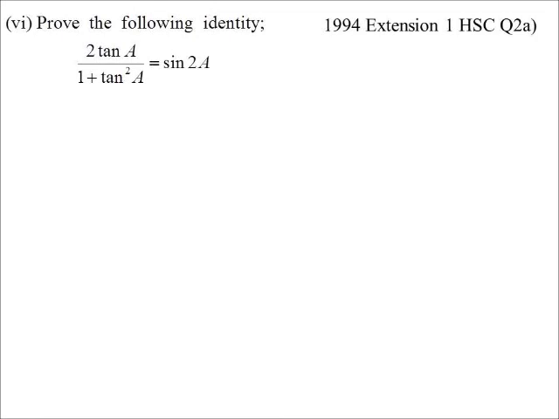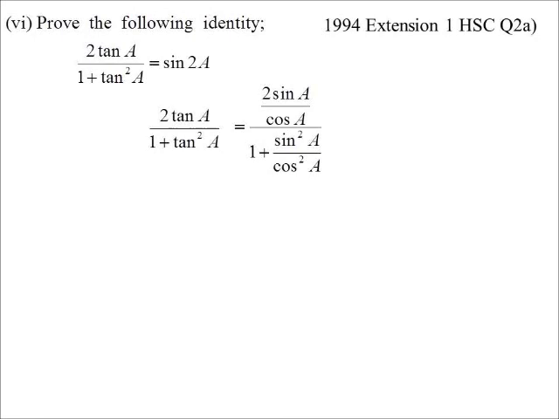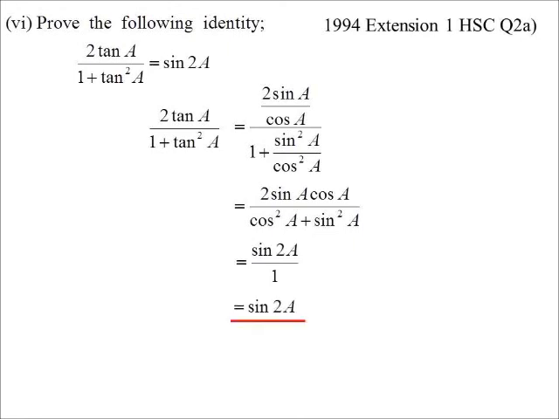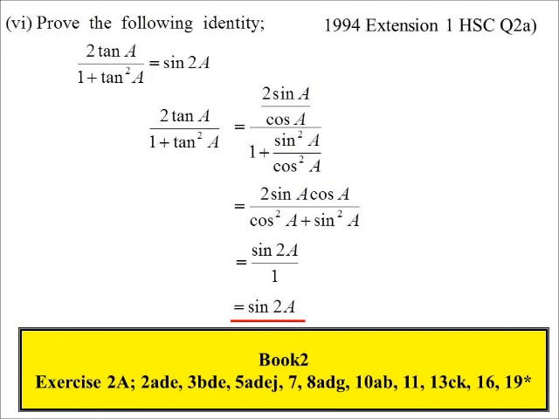So, okay, I want to prove sine 2A. I think I'm just going to change all my tans into sines and coses and see what happens. Fraction on fraction, I'm going to multiply everything by cos squared. If I multiply everything by cos squared, there we go. Quite nice. Bottom of the fraction is 1. Top of the fraction, there's 2 sine A cos A, which we know is sine 2A. So I've got sine 2A on 1, which is sine 2A. All right. So that's the first section we'll look at today.